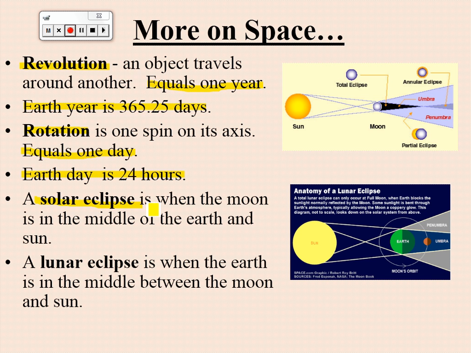The solar eclipse is when the moon is in the middle. That's the easiest way to remember that. So the Earth, sun, and moon line up, and the moon is in the middle, blocking out the sun. A lunar eclipse is when the Earth is in the middle. What ends up happening is the light from the sun is shining on the Earth and it gets bent, and only the red rays of light shine on the moon and it becomes blood red.